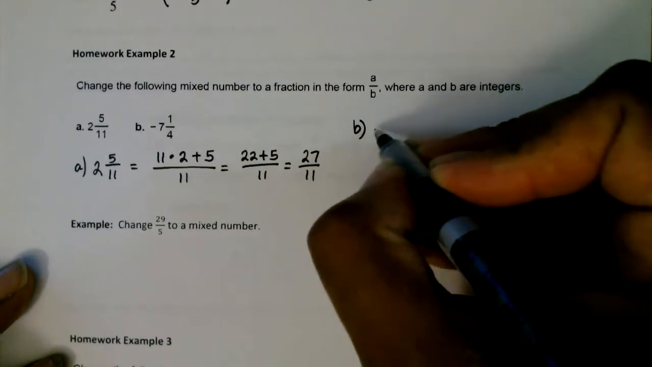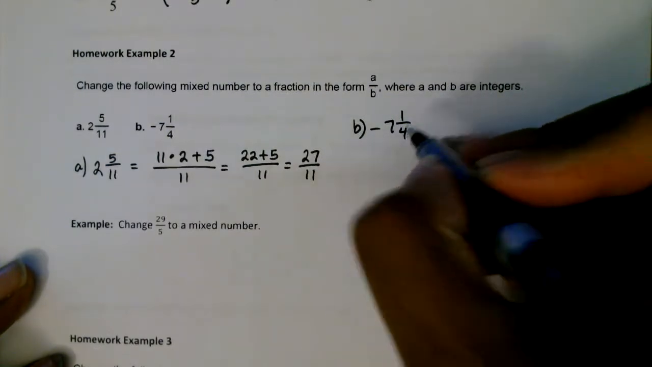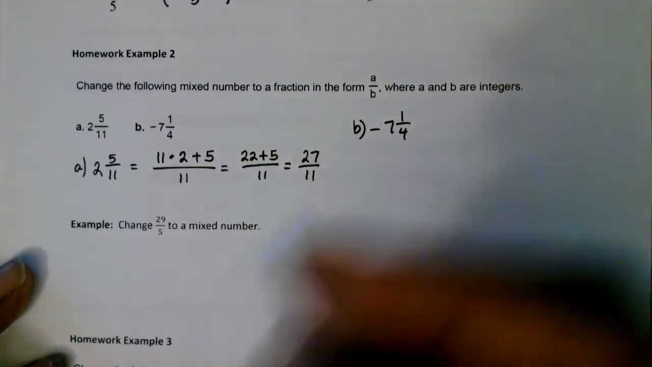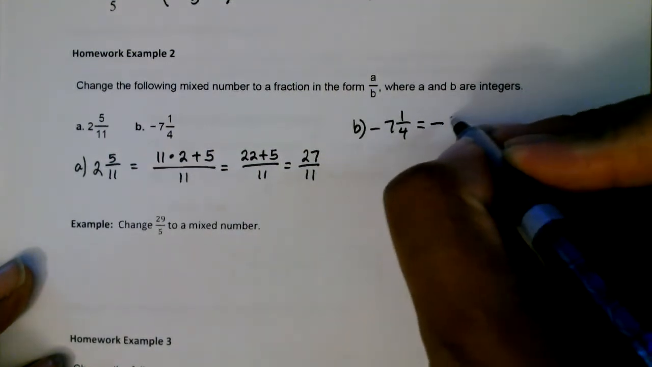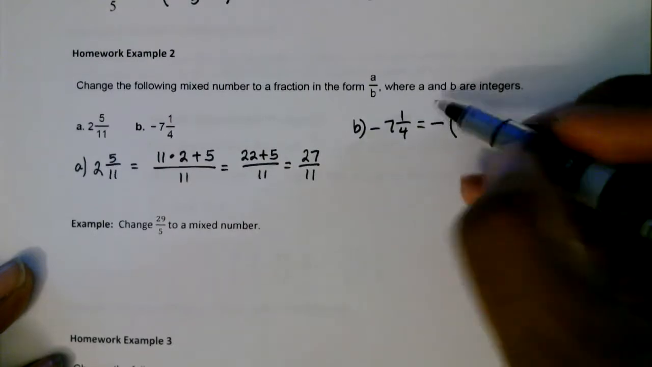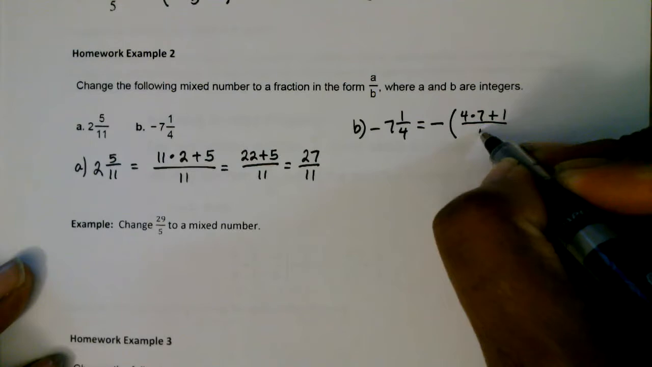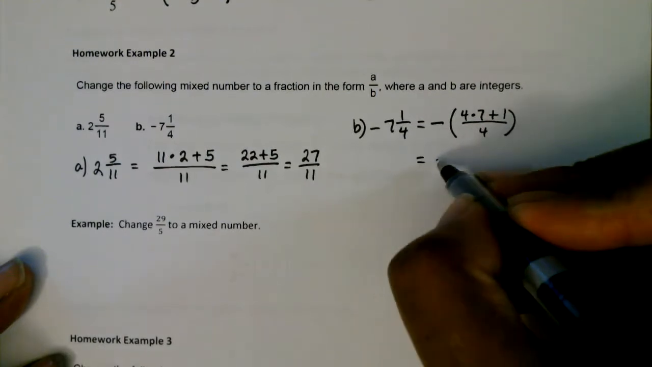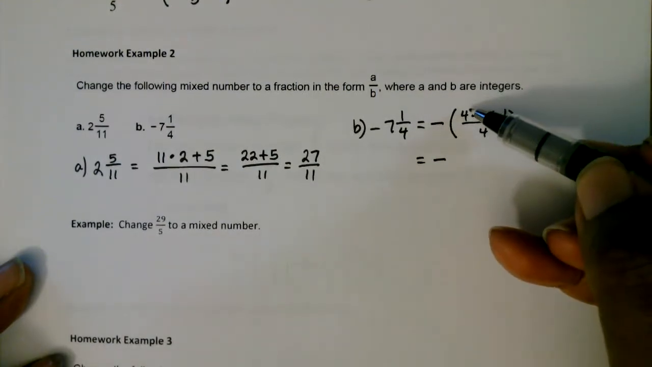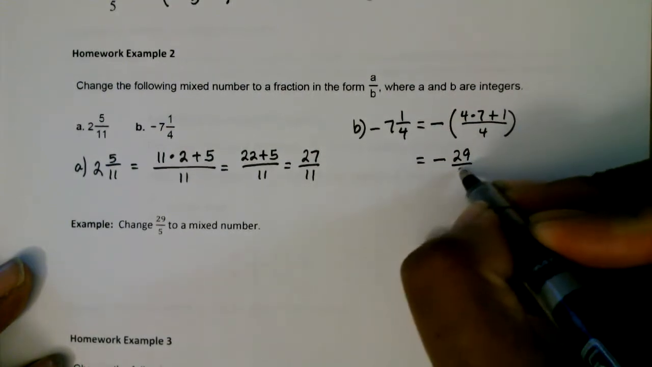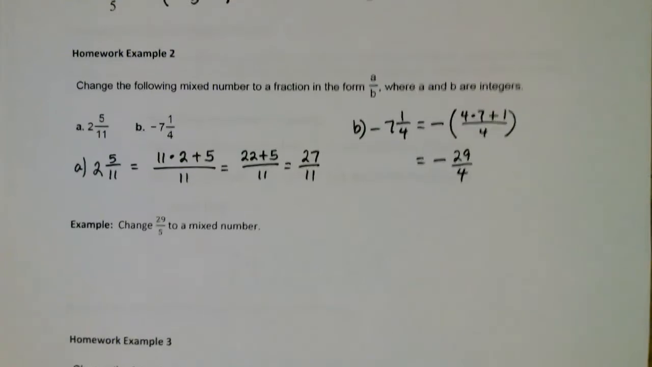And then part B, we got -7 1/4. And we want to write that as a fraction of the form A over B. Here I'm going to bring the negative sign over, and then I'm going to do the denominator of 4 times the whole number, which is 7, plus 1, all over 4. Bring this negative down. We'll do 4 times 7, that's 28. 28 plus 1 would be 29. That's going to be over 4. So -7 1/4 will be, as a fraction in the form of A over B, -29/4.